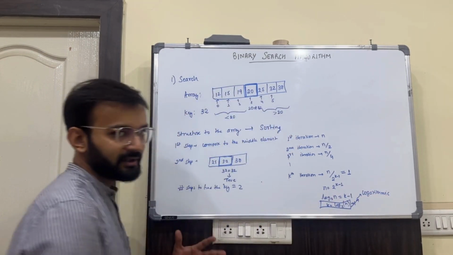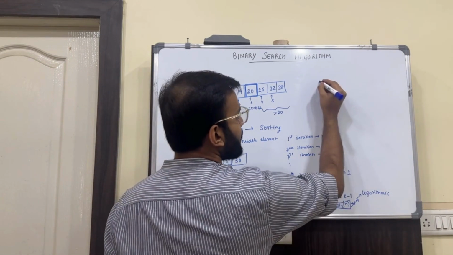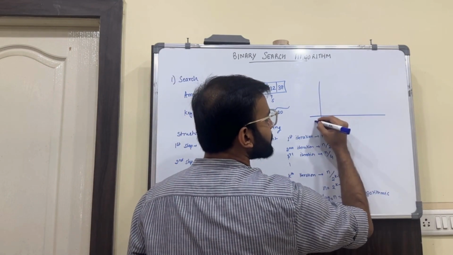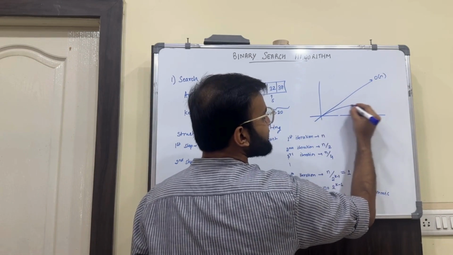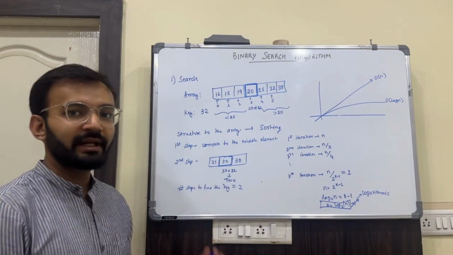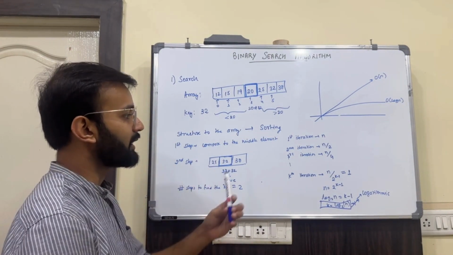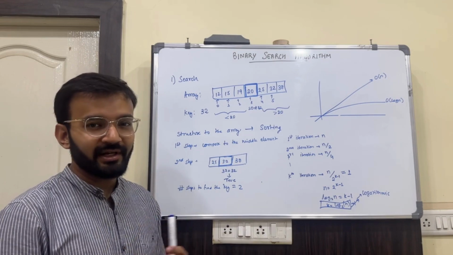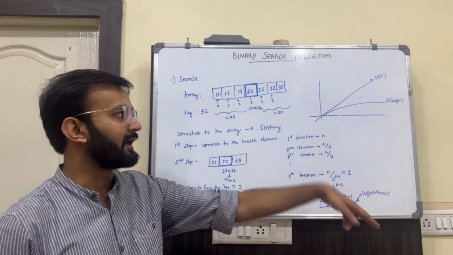In the first case, we saw the time complexity was linear. In the second case, the time complexity is logarithmic. If you look at the graph, this is O of n, and this is how O of log n looks. So by adding structure to the array through sorting, binary search uses a divide and conquer strategy to reduce the time complexity from O of n to O of log n.